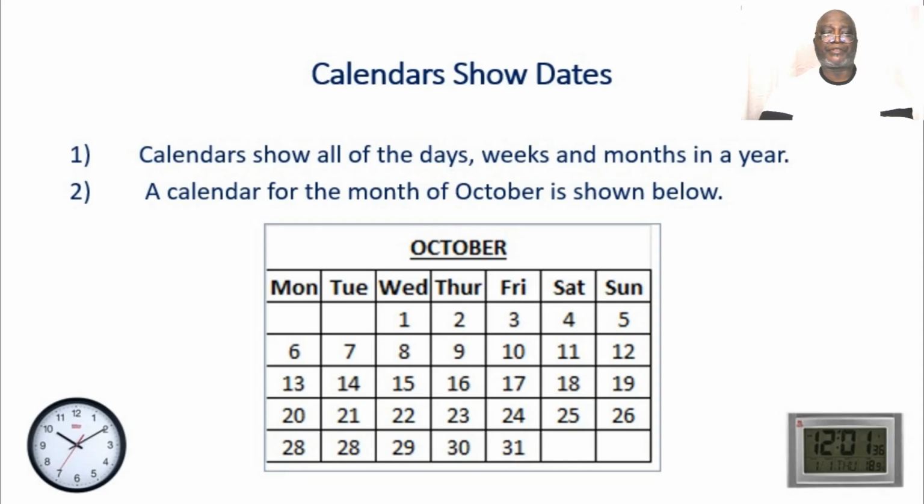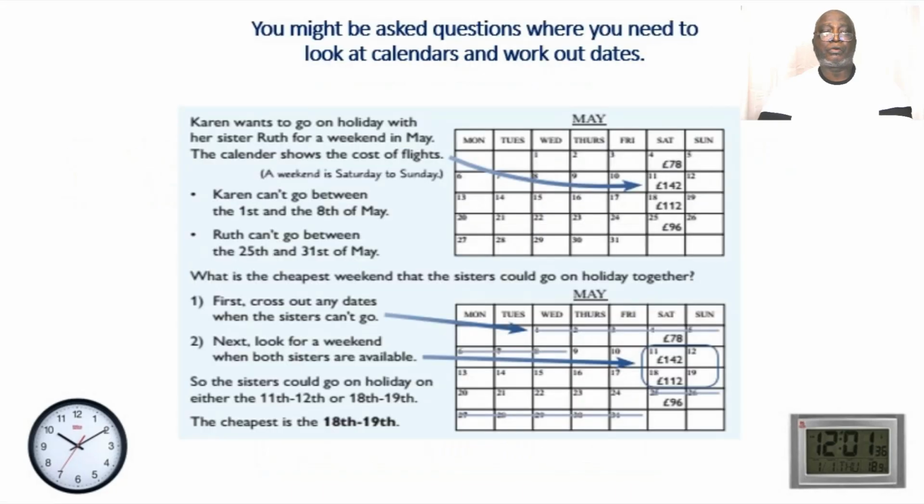Let's look at calendar dates. Calendars show all of the days, weeks and months in a year. A calendar for the month of October is shown below. You can see that the first day in October is on a Wednesday, and there is what we usually call a 5-week month, and it ends on the 31st of October on a Friday. You might be asked questions where you need to look at calendars and work out days.